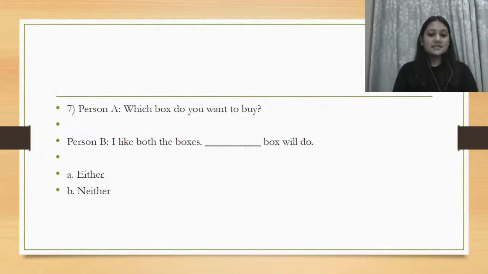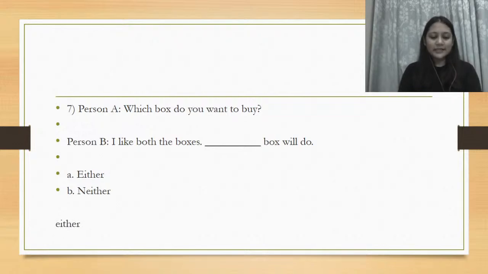Okay, seventh question. Person A says, which box do you want to buy? Which one out of these two? Person B says, I like both the boxes. Dash box will do. It says I'm fine with both the boxes. So dash box will do. Which one? Either or neither? It is either, because I like both the boxes.